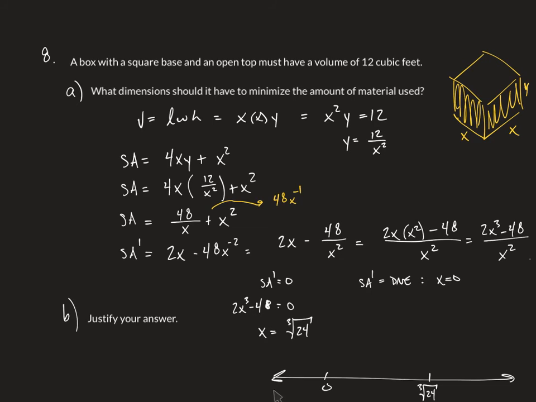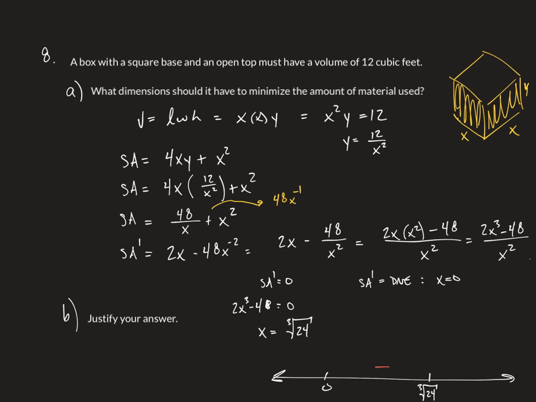I don't need to test values less than 0, because that doesn't make any sense within the context of this problem. I can't have a negative length for my base. So I'm just going to test in these intervals here. One number that I know I could test in this range would be 1, because 1 is certainly less than the cubed root of 24. So I'm going to plug in 1 to that S prime function, or surface area derivative. If I put a 1 there, this is going to be 2, and 2 minus 48 is going to be a negative value divided by 1, so that would be a negative number.